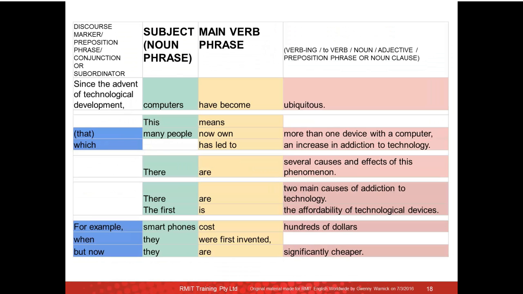Let's hear that. Since the advent of technological development, computers have become ubiquitous. This means that many people now own more than one device with a computer, which has led to an increase in addiction to technology. There are several causes and effects of this phenomenon. There are two main causes of addiction to technology. The first is the affordability of technological devices. For example, smartphones cost hundreds of dollars when they were first invented, but now they're significantly cheaper.